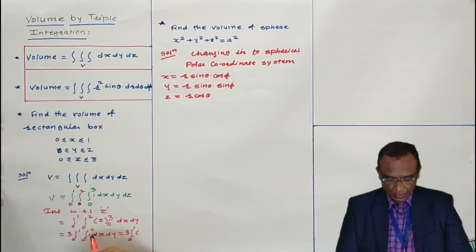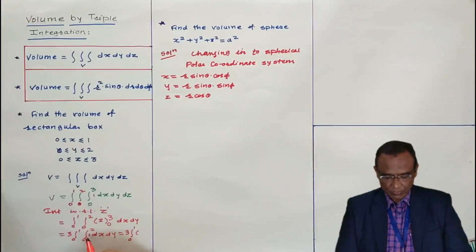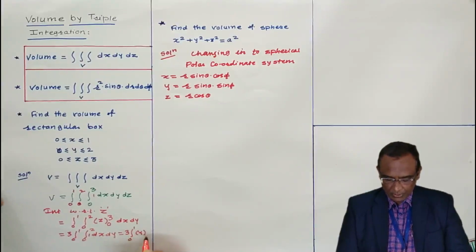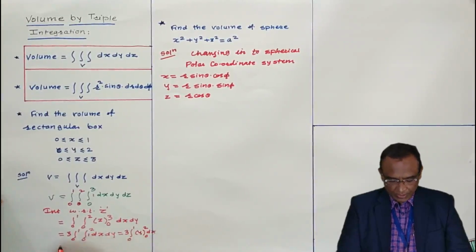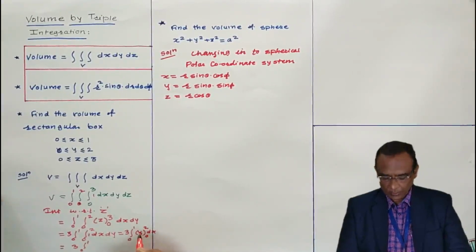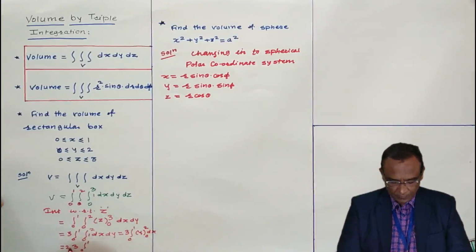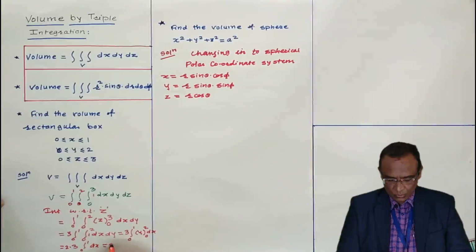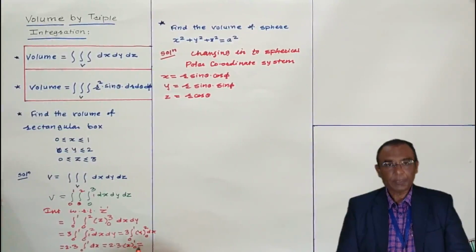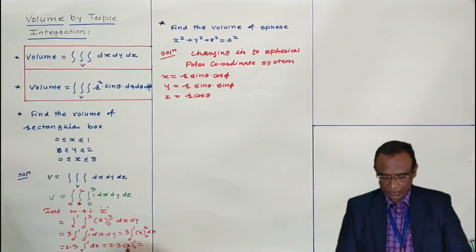Now integrate with respect to y. So integration of 1 with respect to y is y. Lower limit is 0 and upper limit is 2, and dx will remain there. Then integration 0 to 1, put upper limit and lower limit, put y equal to 2 minus put y equal to 0, means 2 I am writing here, 2 multiplied by 3, 0 to 1 dx. Now it remains to integrate with respect to x. The integration of 1 with respect to x is x, lower limit is 0, upper limit is 1. Put upper limit and lower limit, you will get 1 there. 2 into 3 into 1 is what?